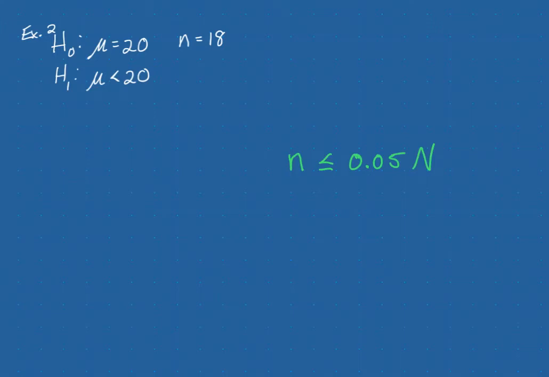In addition, we are making the assumption that the number in our sample is less than or equal to 5% of the population. Next, we need to calculate our sample mean, and I'm just going to tell you that the sample mean is 18.3. Sample standard deviation is 4.3.